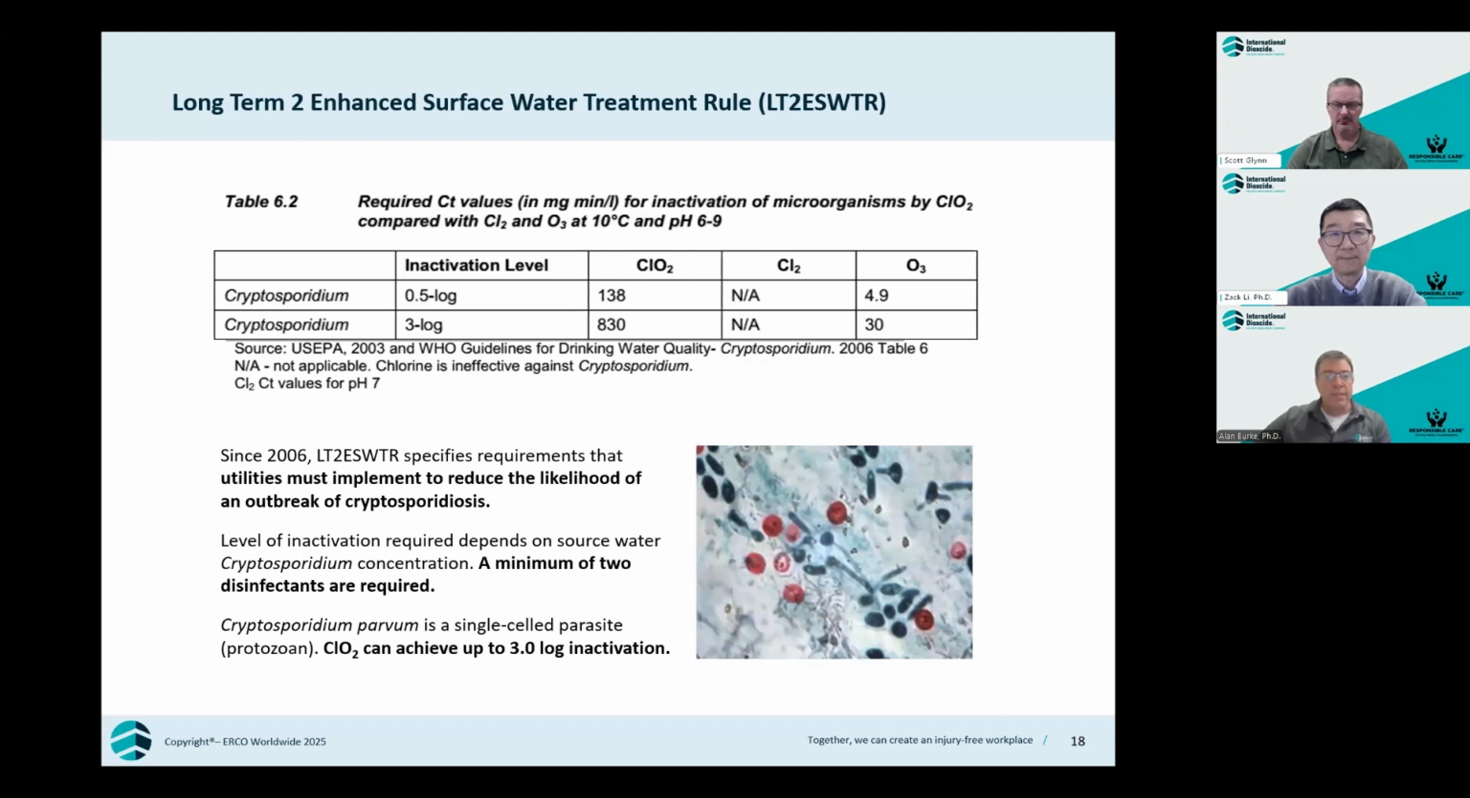This was enhanced in 2006 when the Long Term 2 Enhanced Surface Water Treatment Rule went into place, primarily looking at surface waters again and Cryptosporidium as an even harder to kill microorganism, where chlorine is largely ineffective and UV is somewhat effective and can be put in place, but supplementing UV or other treatments with chlorine dioxide and ozone is much more effective in combating Cryptosporidium and these harder to kill microorganisms.